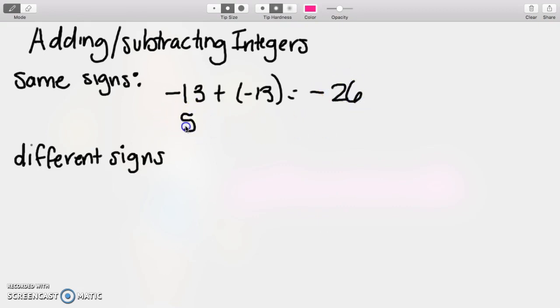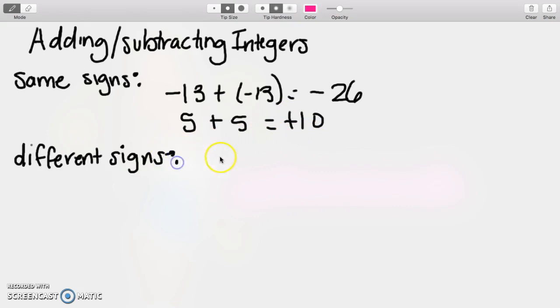That's also if you have 5 plus 5, both integers are positive, so your answer will be positive, which will give you a +10. So that's the rule to remember with same signs. -13 plus -13 yields a negative answer, which will be -26. And 5 plus 5, which are both positive integers, will yield a +10.